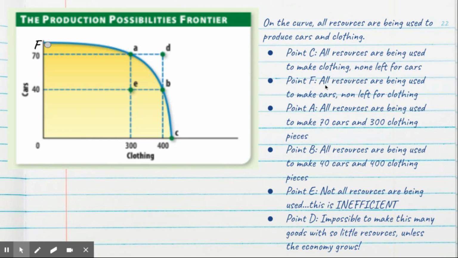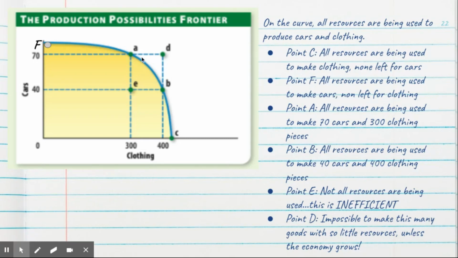Over here, point F, all of the resources are being made for cars. No clothing is being made up here because on this curve, we're not anywhere near clothing. We're all the way up here at cars, and there's nothing left for clothing. Point A is somewhere in the middle. We're making 70 cars and 300 sets, pairs, whatever, shirts, something, okay?